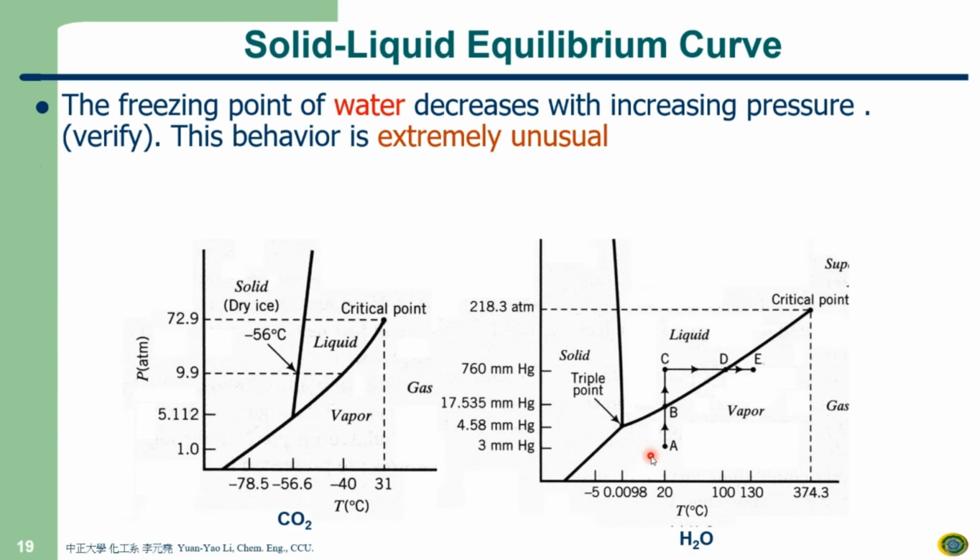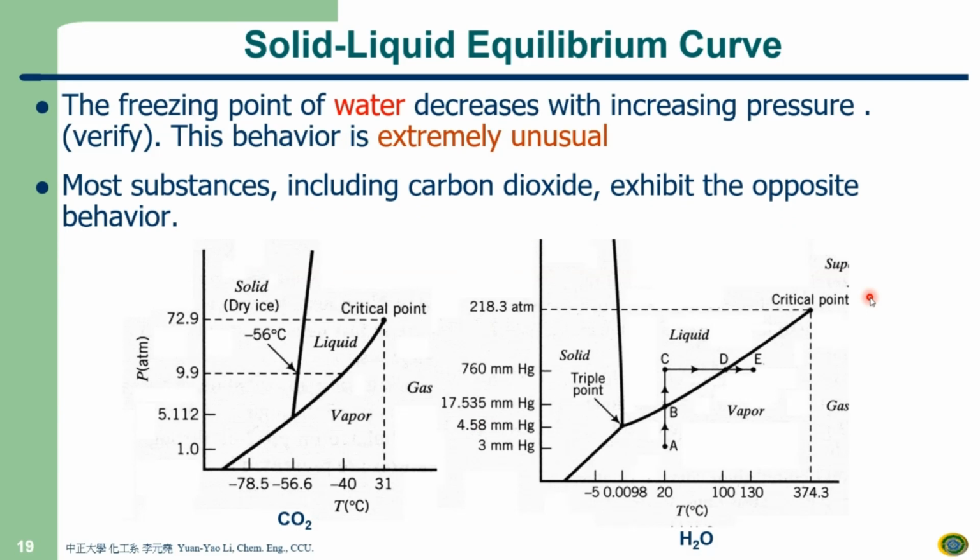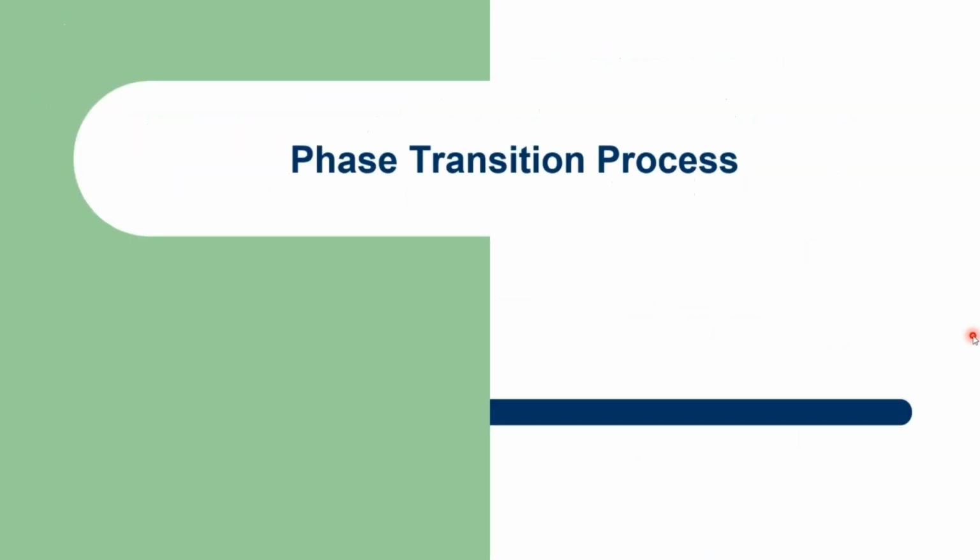The freezing point of water decreases with increasing pressure. Verify this. This behavior is extremely unusual. So normally, for most species, if you look at their phase diagram, this is normal. And this is an extremely unusual case. Most substances, including carbon dioxide, show the opposite behavior, like this. Just want to tell you this. You remember.